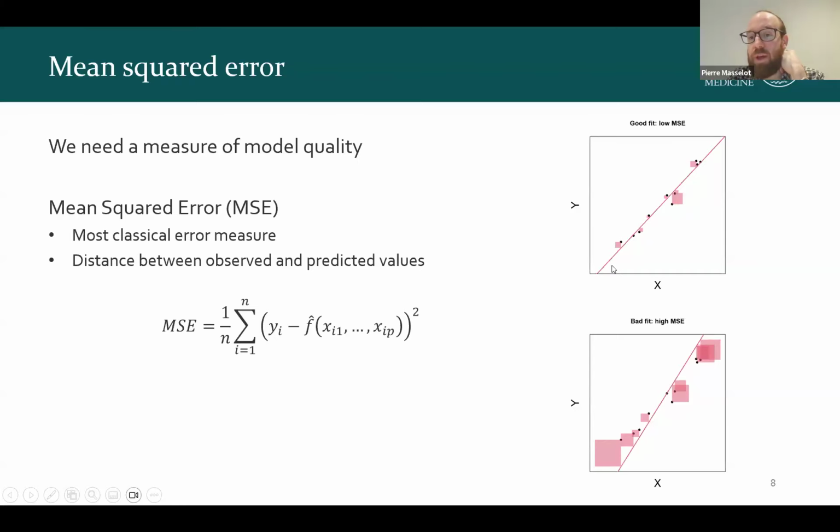Here we have a straight line that goes straight through the points, and that seems to be a good fit. We have small squares with small areas. Here we have a line that is much less good, and so in this case, we have big squares. The sum of the area of all the squares will be high. This is the meaning of the mean squared error, and this is really the most classical measure of error in a statistical model.